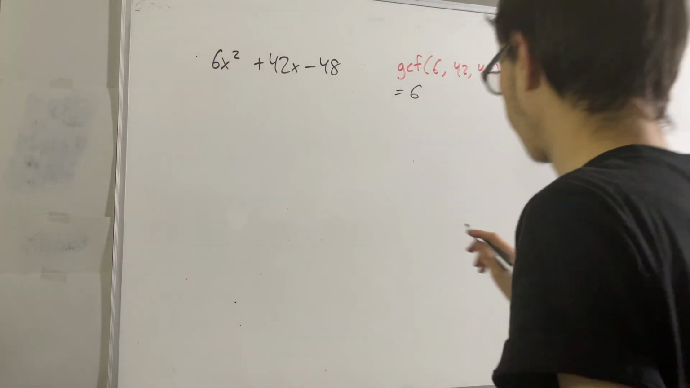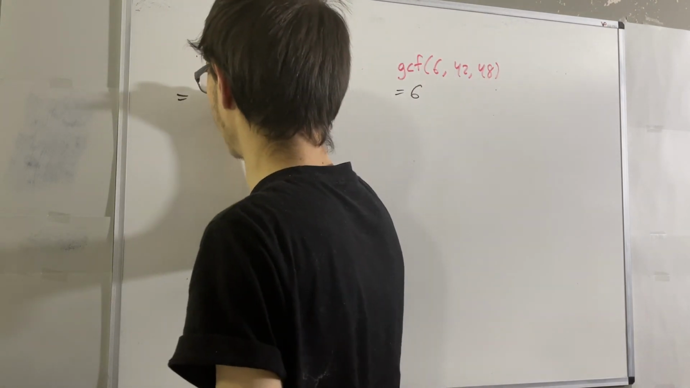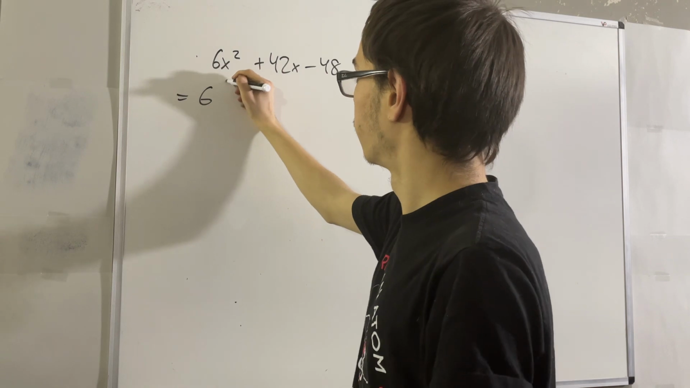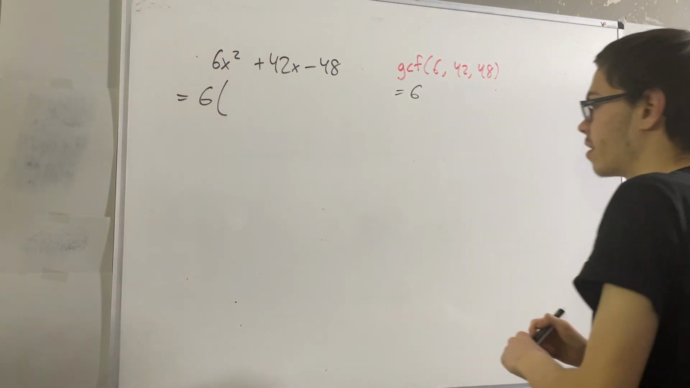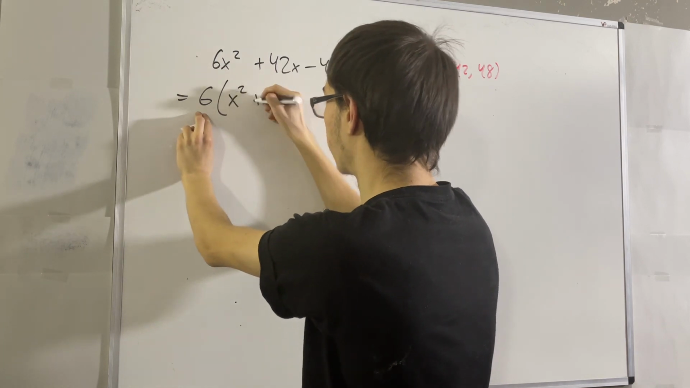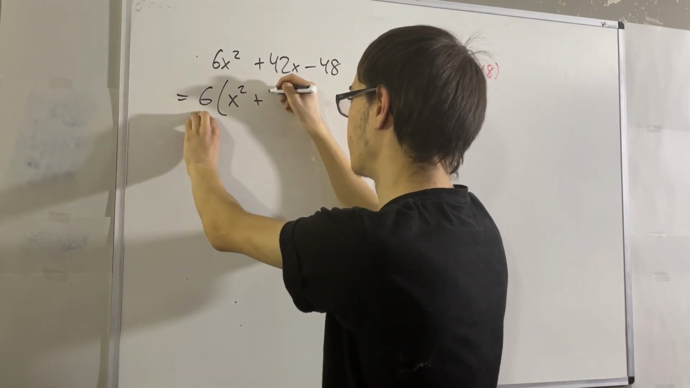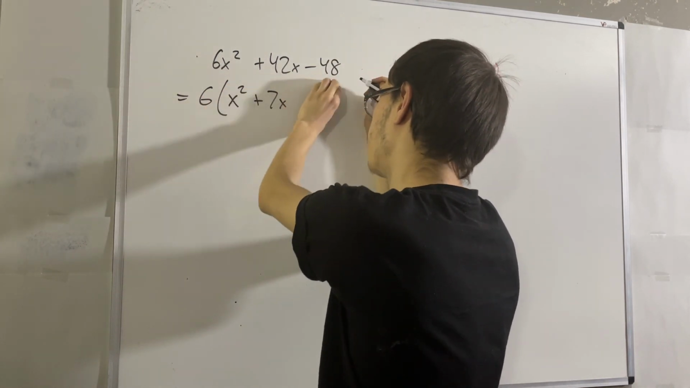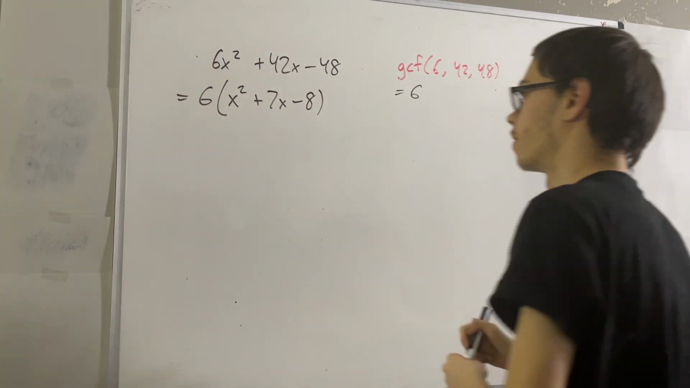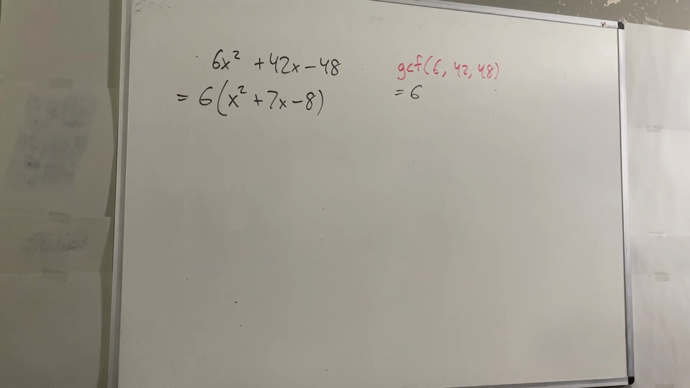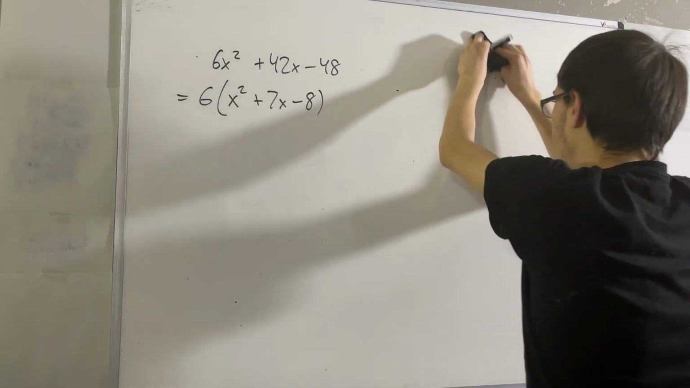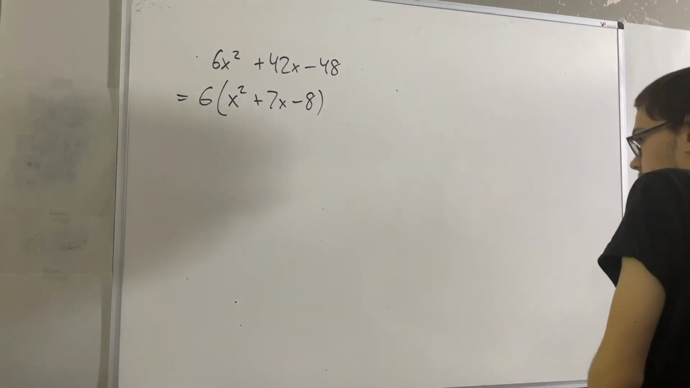Right? Therefore, we factor out a 6. Factoring out a 6, 6x squared divided by 6 is x squared. 42x divided by 6 is 7x. Negative 48 divided by 6 is minus 8. So now we have something in the form of x squared plus bx plus c. So now we just use the trick that we've been using last time.